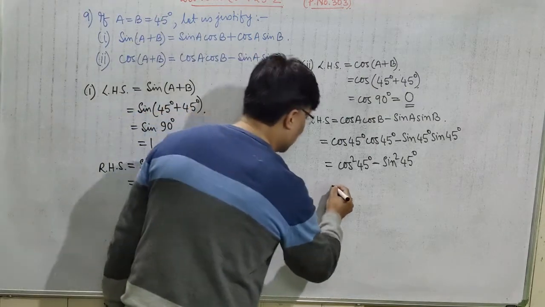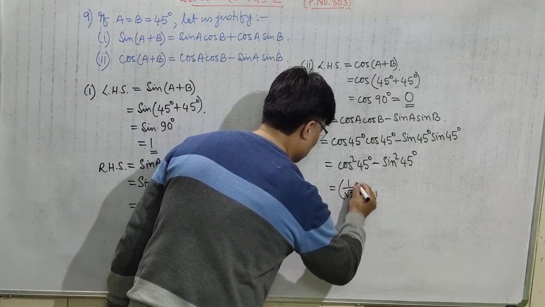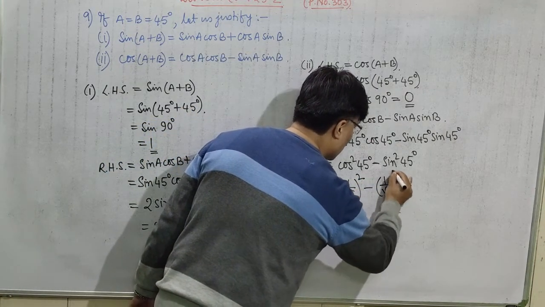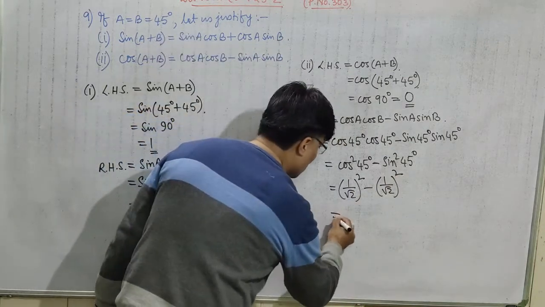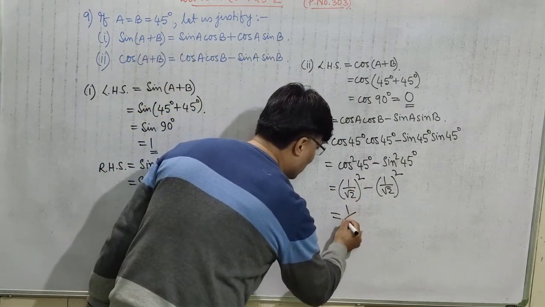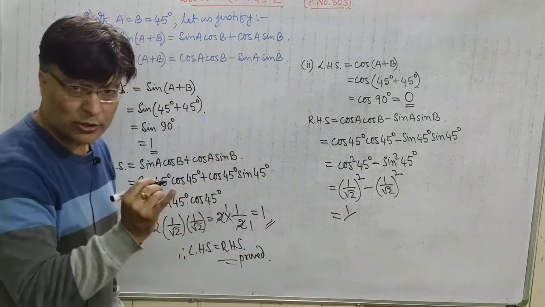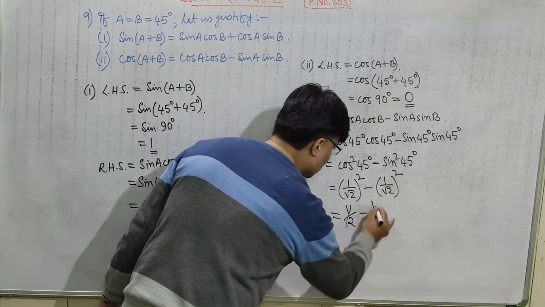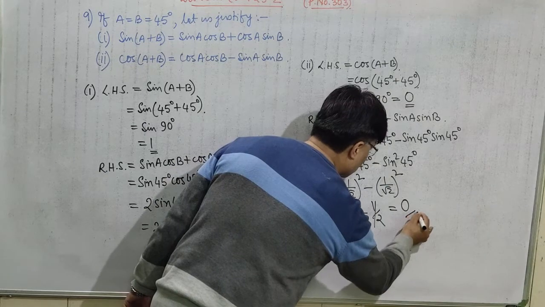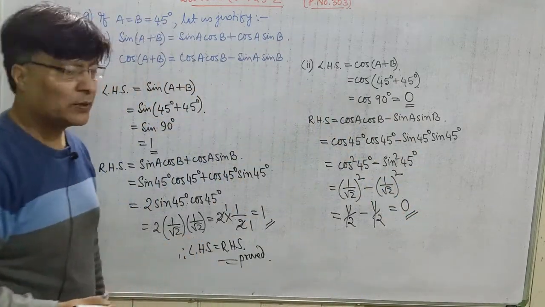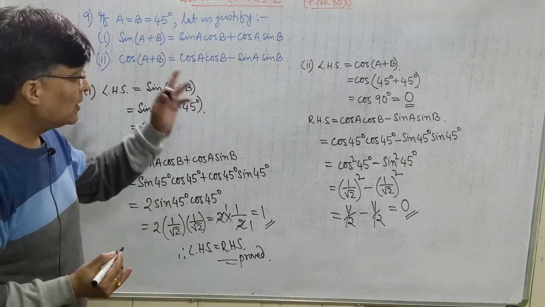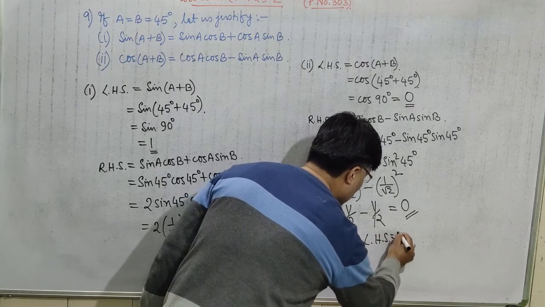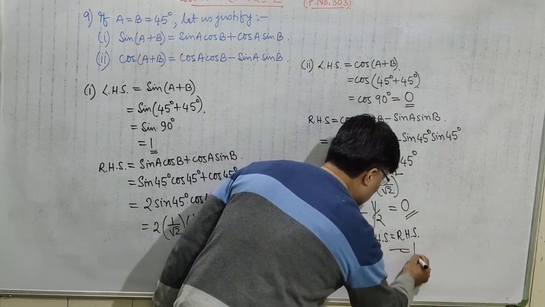Understood? So now let us put the value of cos 45. This is (1 by root 2) whole square minus sin 45, which is also (1 by root 2) whole square. What is 1 whole square? 1. What is root 2 whole square? Root 2 into root 2, root 4, that is 2. And similarly minus, this is also half. Both of them will be cancelled, which is equal to 0. Is that clear? We have justified that LHS is equal to RHS. So LHS is equal to RHS, proved.